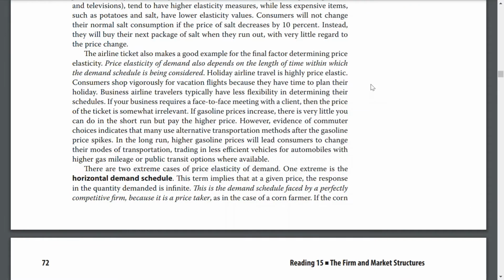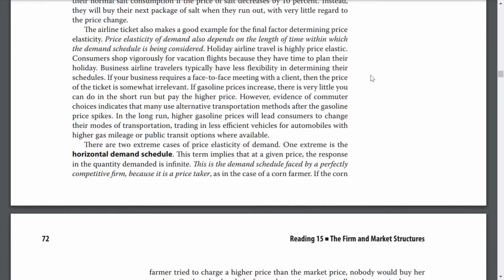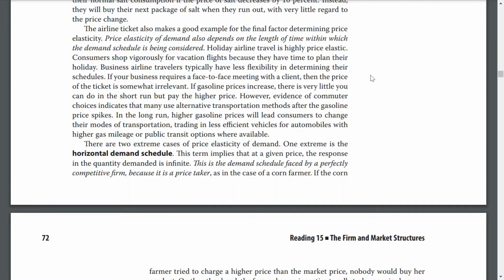Price elasticity of demand also depends on the length of time in which the demand schedule is being considered. Holiday airline travel is highly price elastic. I feel like I read this already.